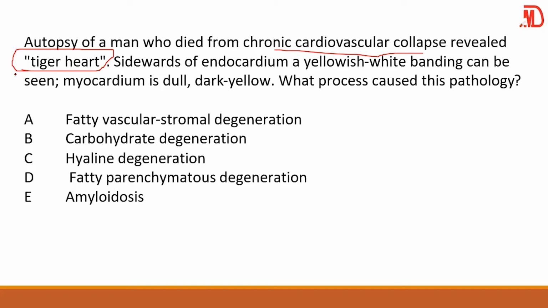But back to our question. Over here, we're referring to the tiger heart, that is fatty degeneration of the heart. And over here on the endocardium, a yellowish white banding can be seen. The myocardium is dull and dark yellow. What process is it? Of course, this is fatty degeneration. So this is D. All right.